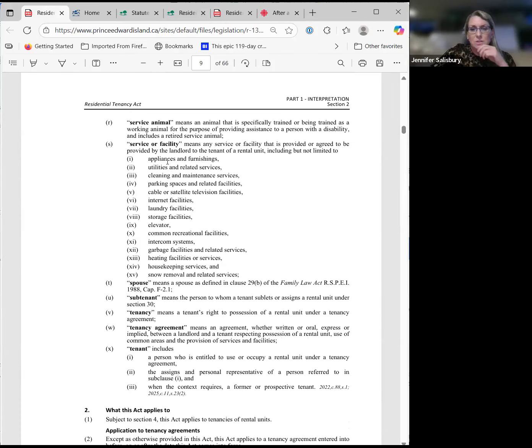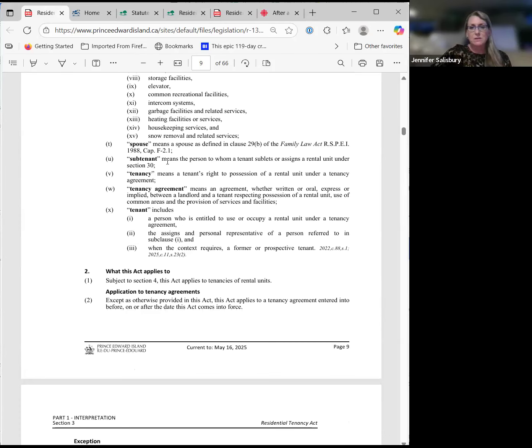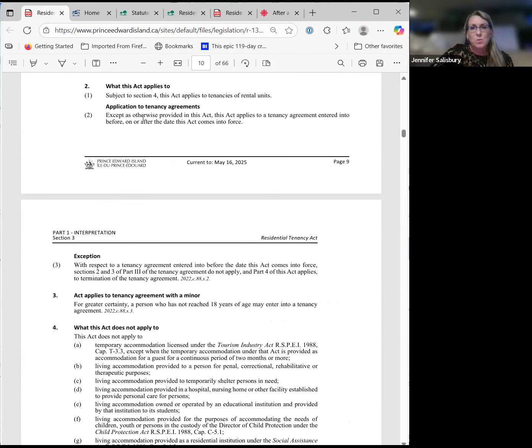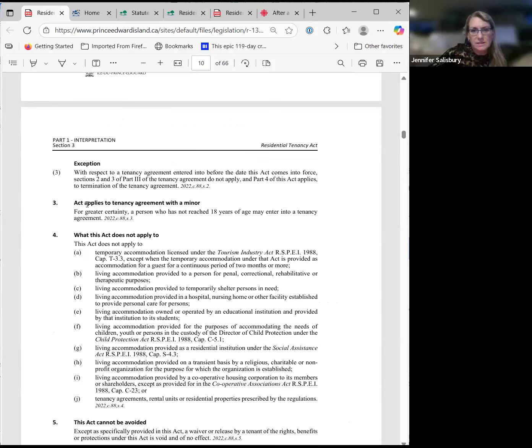Service animal, service or facility, spouse, subtenant. Okay, so this one has got something interesting because it says the act applies to a tenancy agreement with a minor. So even though someone that wants to rent, let's say you've got someone in their teens that is able to rent on their own, usually with assistance of some kind, they may enter into a tenancy agreement.